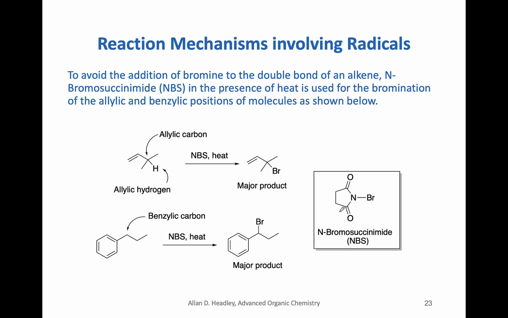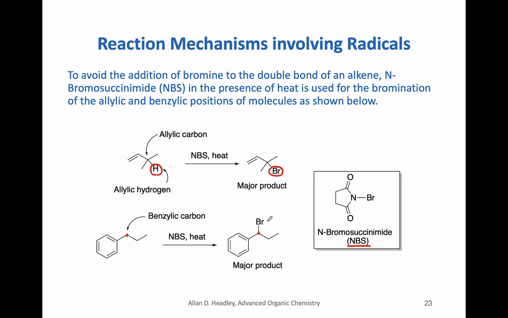We get around that by using a special reagent called N-bromosuccinimide, also written as NBS. So if you use NBS and heat, it will selectively take off this allylic hydrogen and substitute a bromine. Same for the benzylic hydrogen to produce a bromo product. Let's see why that works. So let's look at the mechanism.